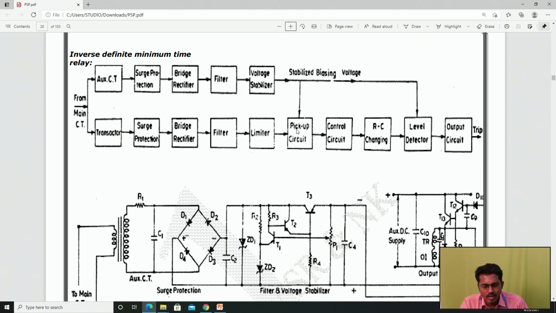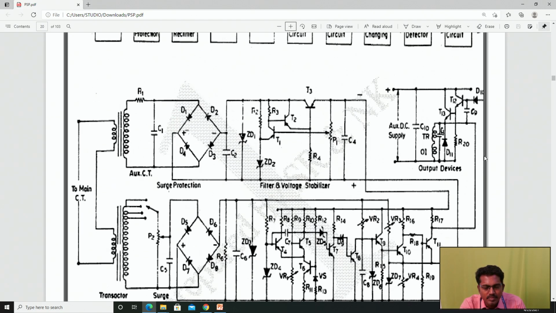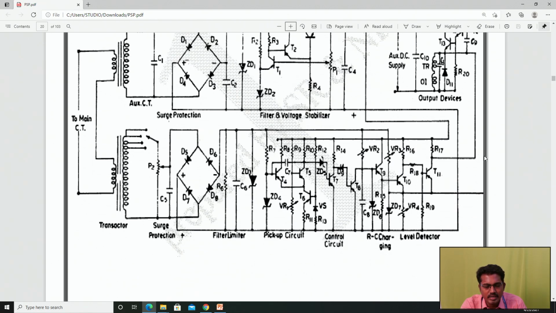Once any fault occurs, it will be carried to the control circuit, RC charging and level detector, and the output circuit will be given to the tripper. Otherwise the pickup current will be very low and it will remain in the same place itself. Okay, this is the block diagram, and below that we have given some circuit diagram. It will be for understanding the static relay development.